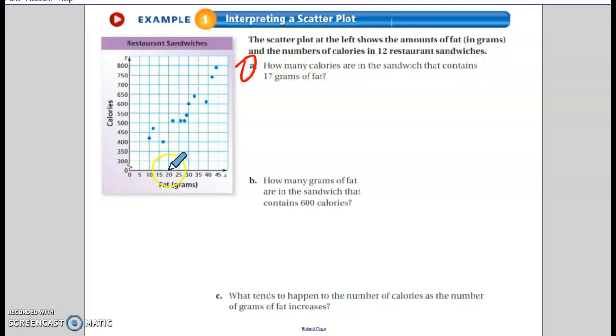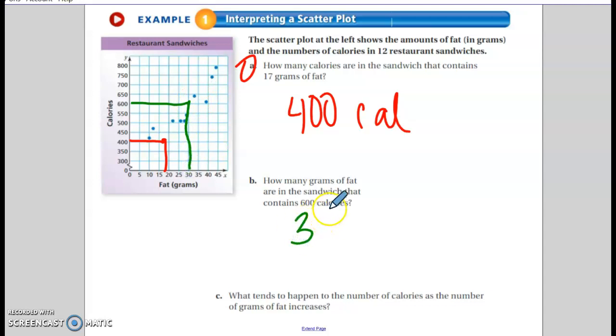This is where we go to the fat axis. At 17, that would be between 15 and 20. So here we go up, and there's the sandwich that corresponds with that. And if we go over to the calories axis, it looks as though there are 400 calories in that sandwich. How many grams of fat are in the sandwich that contains 600 calories? So on the calories axis, we go to 600 and over and find the sandwich that corresponds to that. Down to the fat axis, this sounds funny, 30 grams of fat in the 600 calorie sandwich.